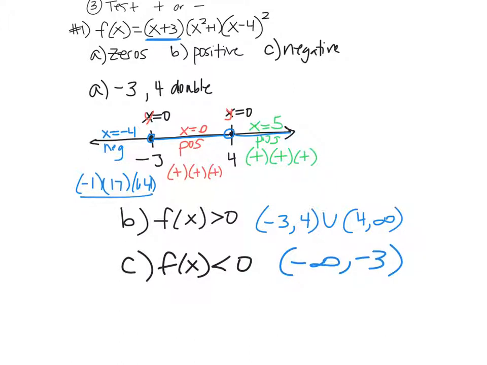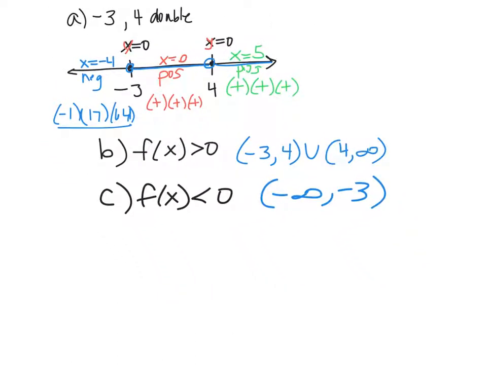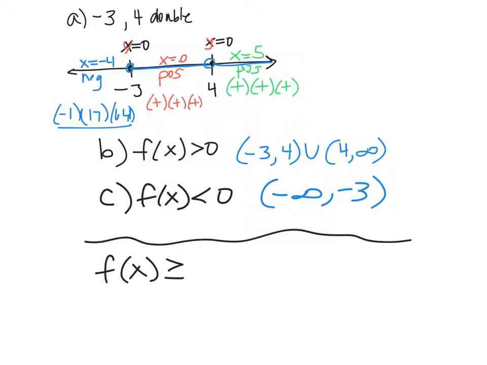All right? Now, I'm going to change something real quick. Just a little bit of a change. What if they asked, where is f of x greater than or equal to 0? How does that change? Yes, brackets. So I would do -3 all the way to infinity. Do you see that? It's going to include -3 and it'll include 4, and it kind of connects those intervals together.